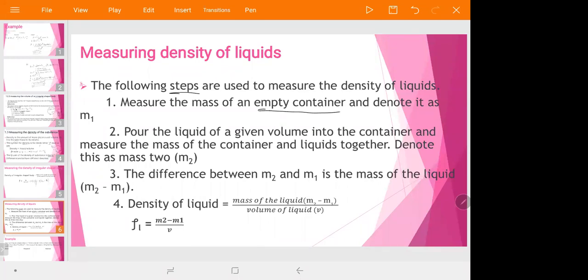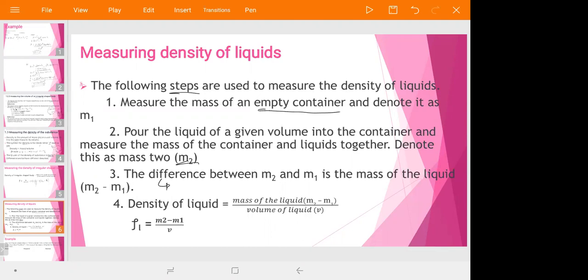Clear? The second one, for the liquid, it can be a liquid such as water, oil, and so on. Add the liquid to a given volume in the container and measure the mass of the container as well as the liquid together, denoted as mass 2. Remember, we are measuring the density of liquids, so what is the difference in this case? The difference between M2 and M1 is the mass of the liquid.